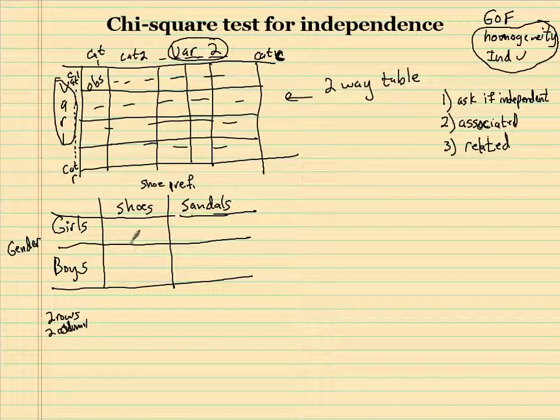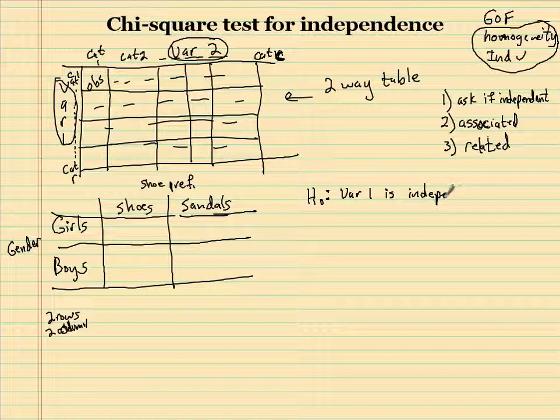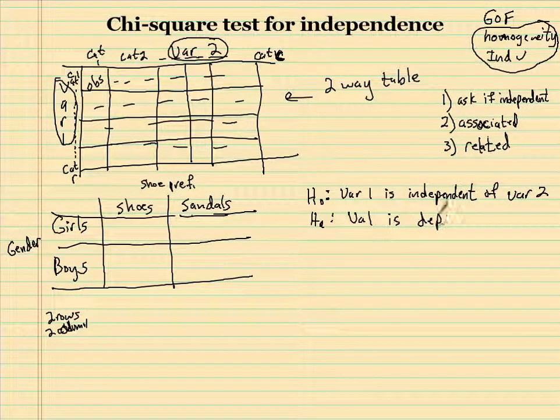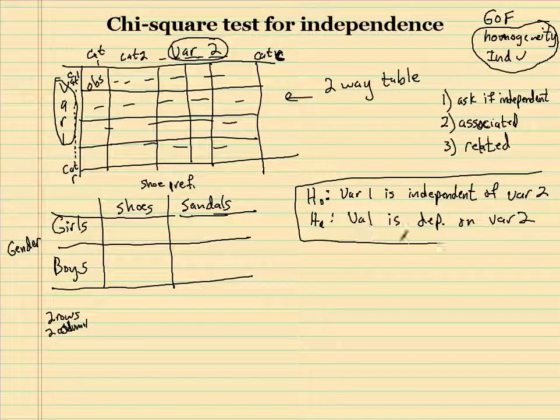So the question could say, is shoe preference independent of gender? Or another way they could say, does shoe preference depend on gender? Is shoe preference associated with gender? It's important to note that the null, I'll get started with the null, is that variable 1 is independent of variable 2. And the alternative is just the opposite: variable 1 is dependent on variable 2.